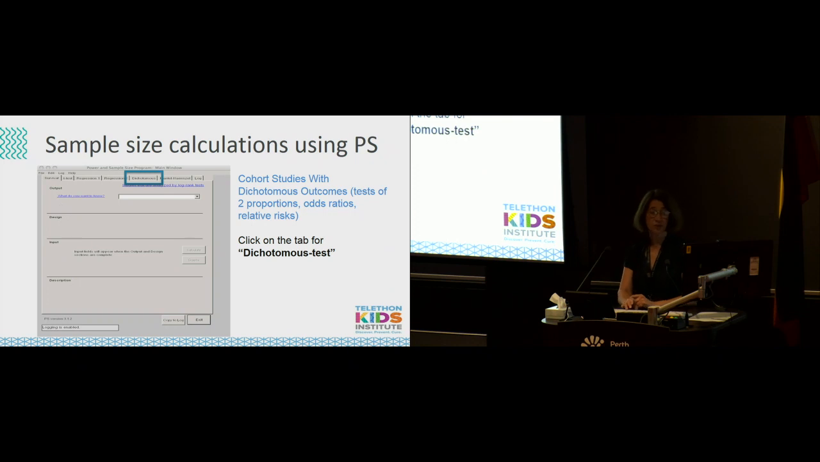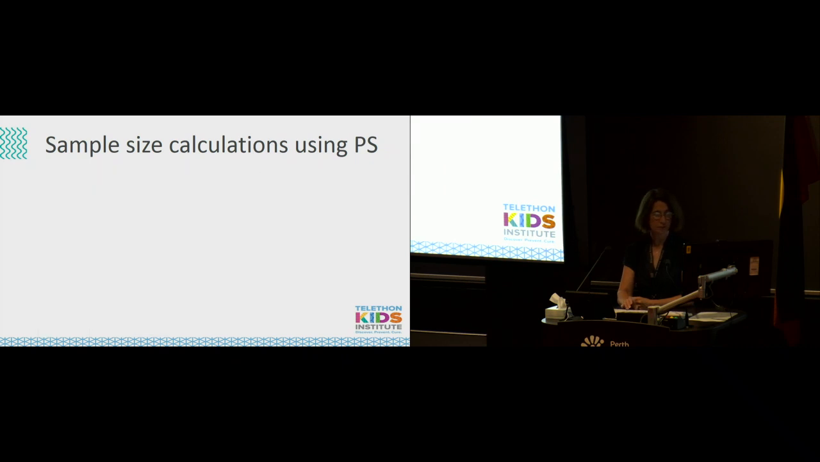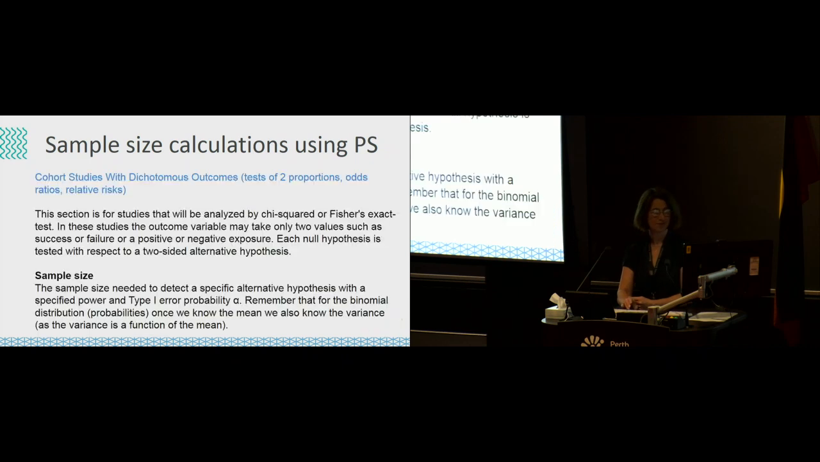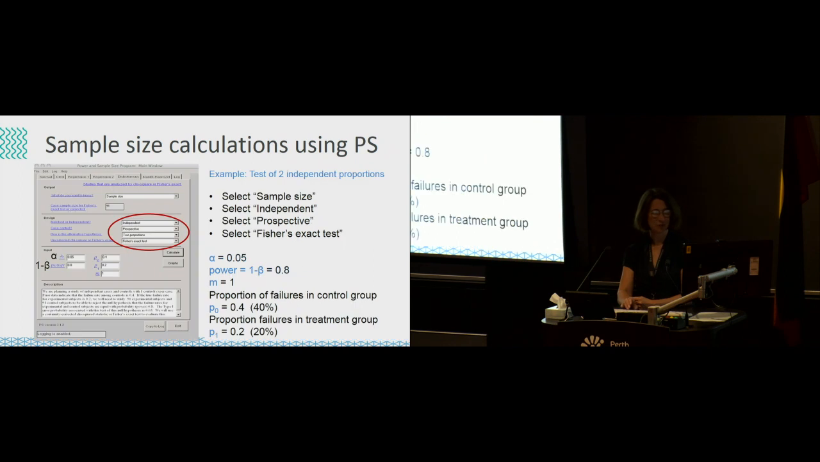If you're doing a cohort study, so that includes your tests of 2 proportions, or if you're comparing odds ratios or relative risks. So really, if you're doing anything like a randomized controlled trial. Right. This one I clicked on the dichotomous test. So this is looking at proportions. Here it is. You get the usual blurb that pops up.